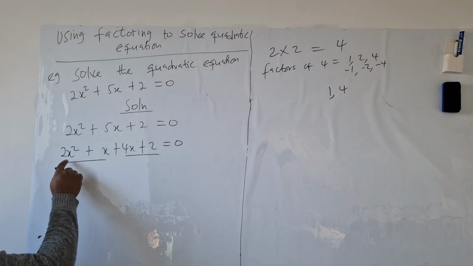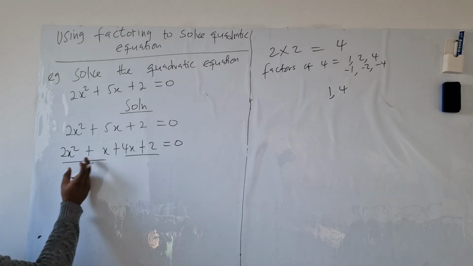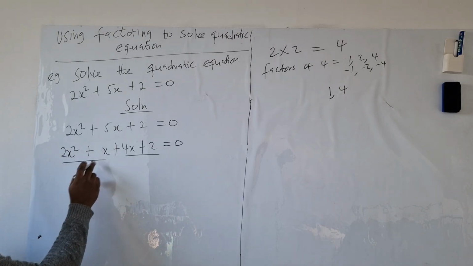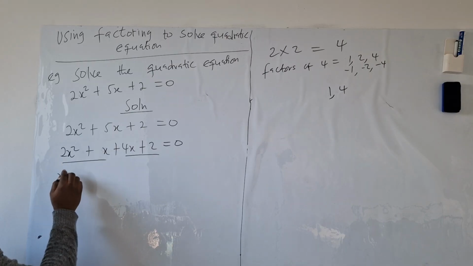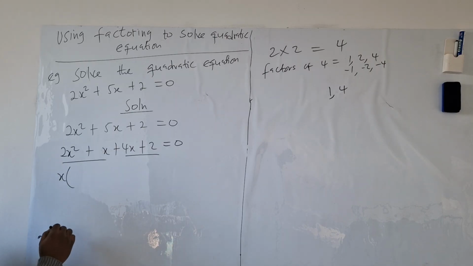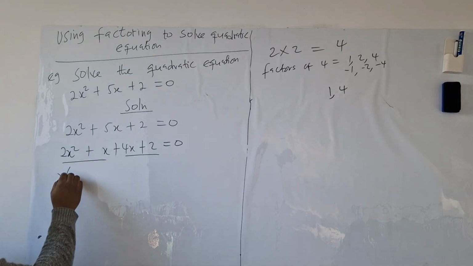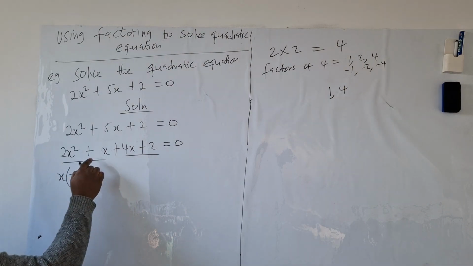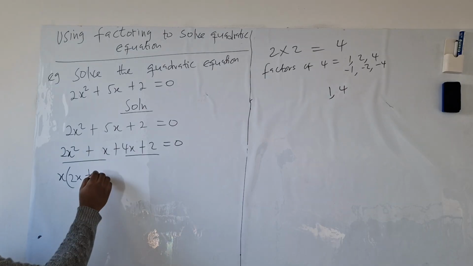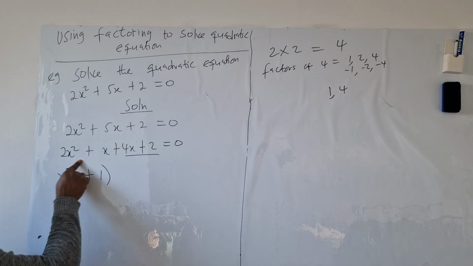Now, how do you factorize these 2 terms? 2x squared plus x. How do you factorize this? You bring the common factor out. So x is here, x is there, x will be out. Open a bracket. Now, what you multiply by x to give this 2x squared, that will be 2x. Bring your plus here. What you multiply by this x to give this x, that will be 1. So we are done factorizing these first 2 terms.